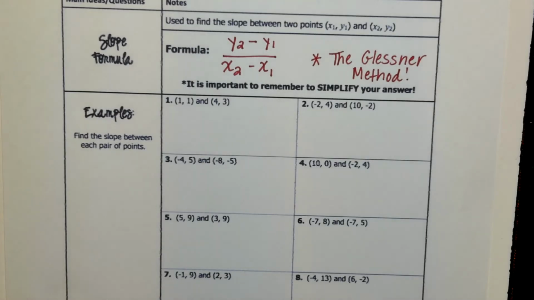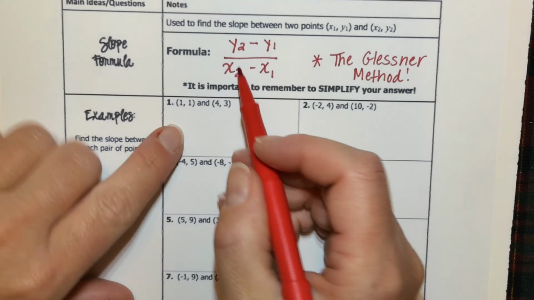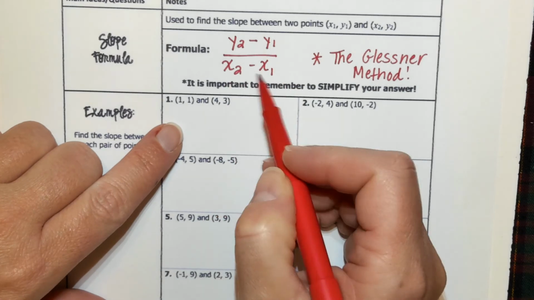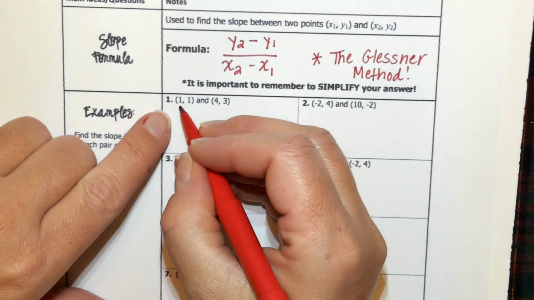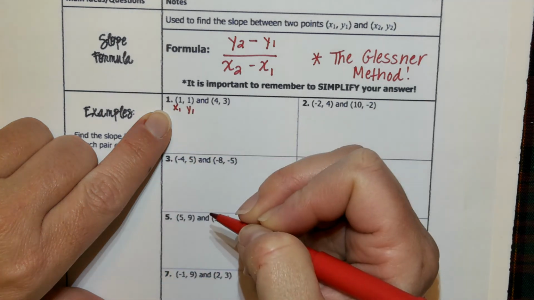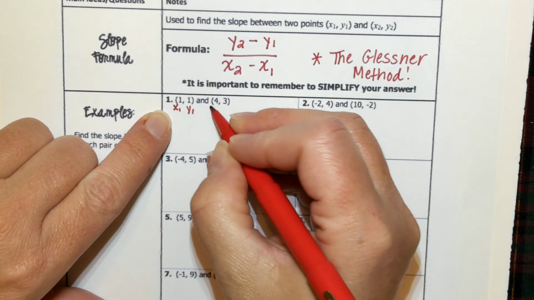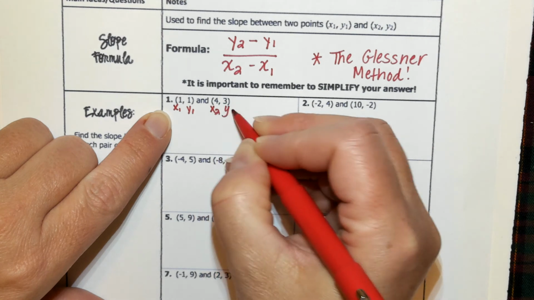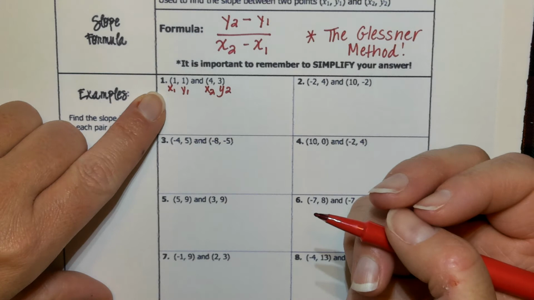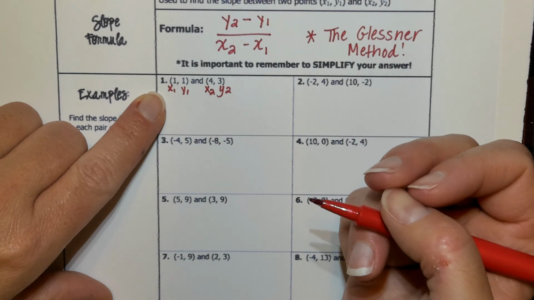Now that's an A-OK way, and I will show you this way, but then I have my own way of doing it. I call it the Glessner method. I'll show you that way as well. Quite frankly, I don't care which method you use. It's entirely up to you. Let's do the slope formula first, since that's technically the curriculum.